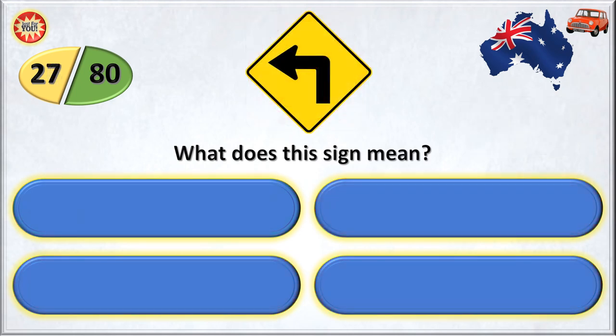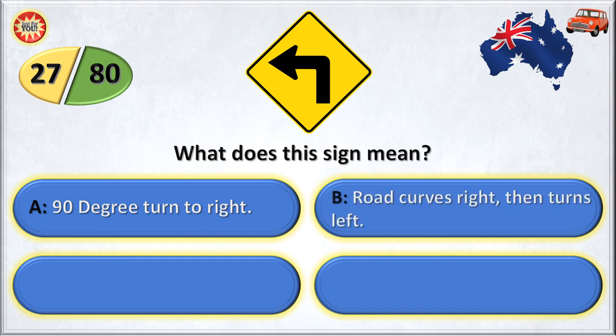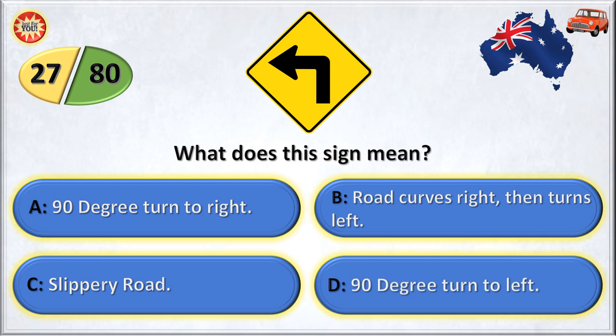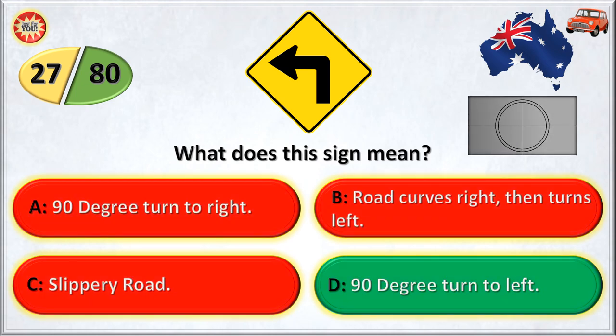What does this sign mean? 90 degree turn to right. Road curves right, then turns left. Slippery road. 90 degree turn to left. 90-degree turn to left.